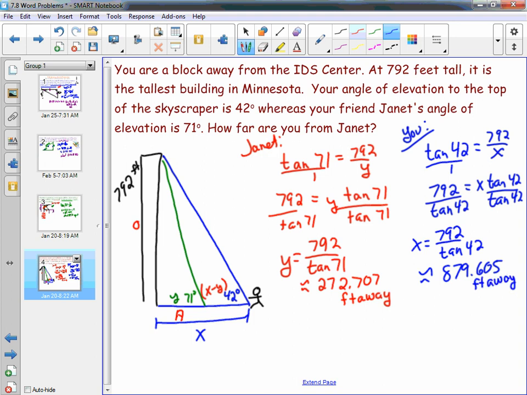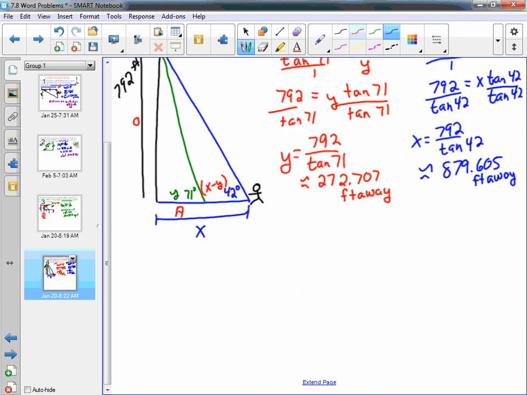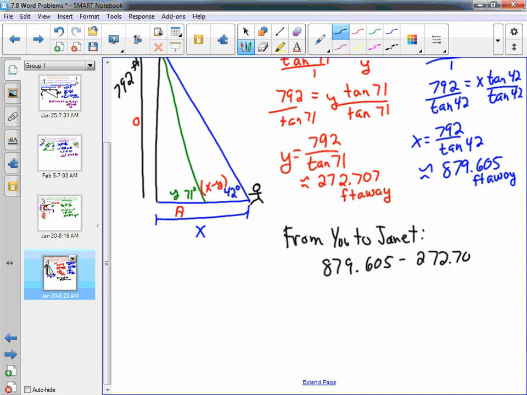This problem asks, how far are you from Janet? So we're going to take how far you are from the building, 879.605, subtract how far Janet is, and we find that you are about 606.898 feet apart.